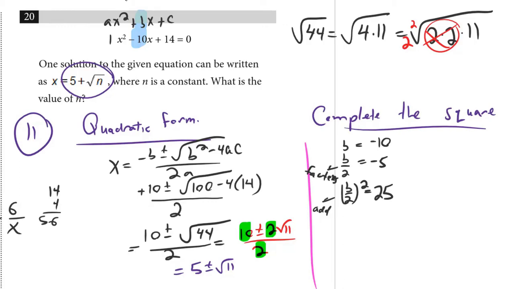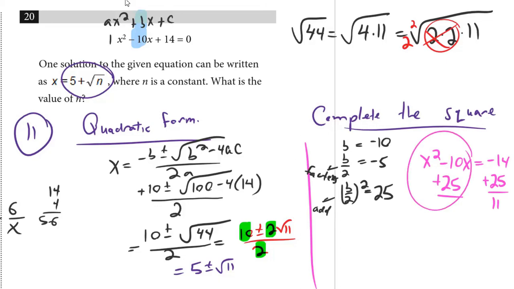So we're going to take the original equation, x squared minus 10x. I'm going to subtract the 14 over to the other side. And we're going to add 25 to both sides. That'll give us 11 on this side. And x squared minus 10x plus 25, that's BC factoring. The two numbers that add to negative 10 and multiply to 25 are negative 5 and negative 5. So that'll factor to x minus 5, x minus 5. So let's write that in. X minus 5 squared equals 11.